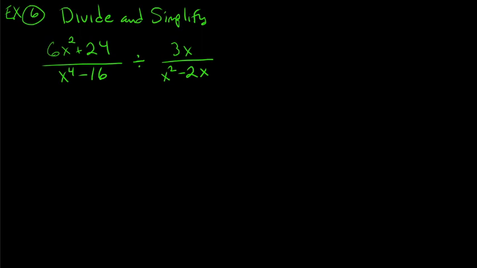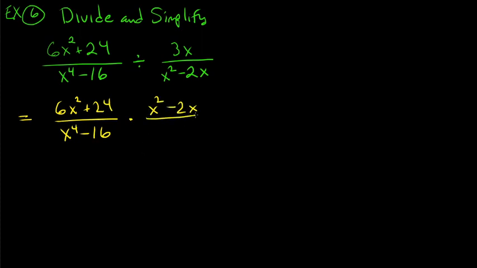Okay, last one, and this is another divide and simplify. So you should try this. And you're just going to keep the first fraction for now. Multiply by the reciprocal. So x squared minus 2x over 3x.